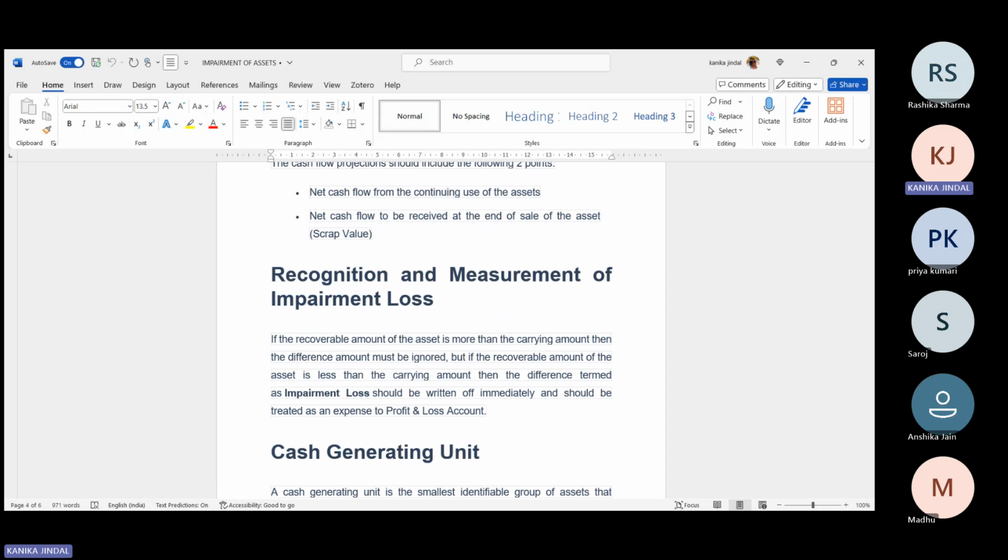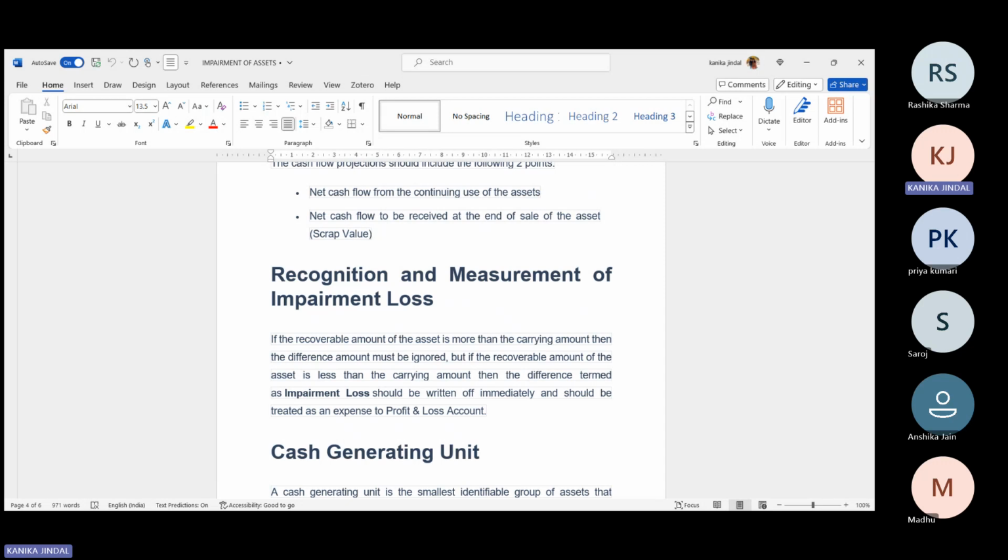When we are saying that the book value of the asset is higher, it is 1 lakh, and the recoverable amount which we are getting of an asset is 80,000. So 20,000 is our impairment loss, and it should be written off immediately and treated as an expense to the profit and loss account.